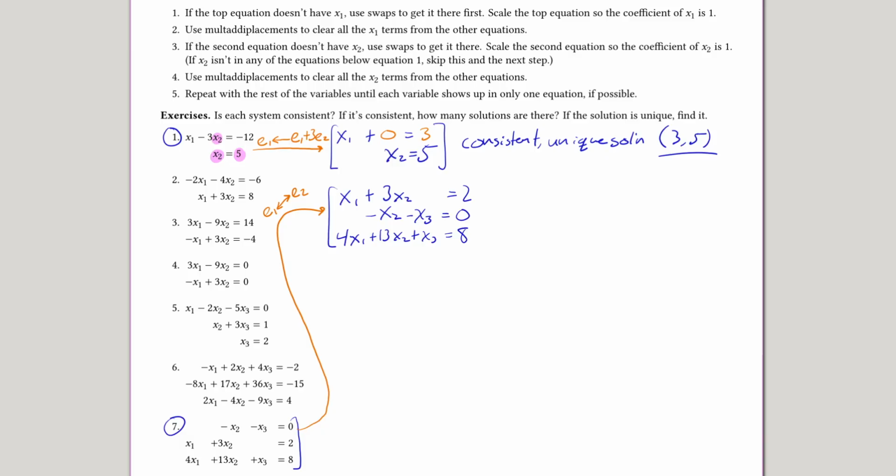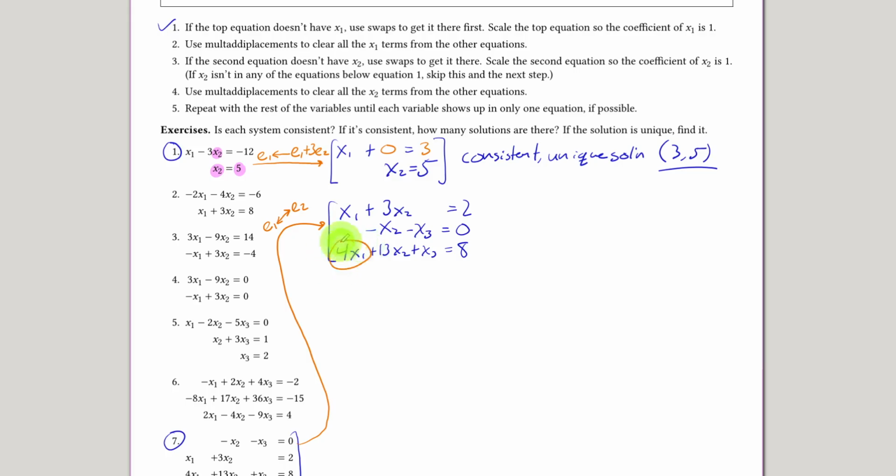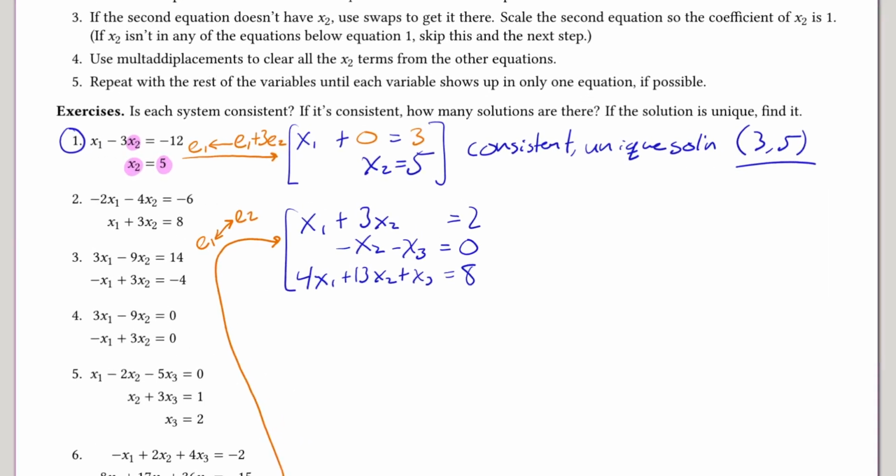Okay, so it doesn't take too long to write out the whole system again, and this way we're keeping track of what all the equations are. So now the coefficient of x1 in the top equation is 1, so we're done with step 1. Step 2 says use multiple replacements to clear all the x1 terms from the other equations. So we want to get rid of this 4x1 here.